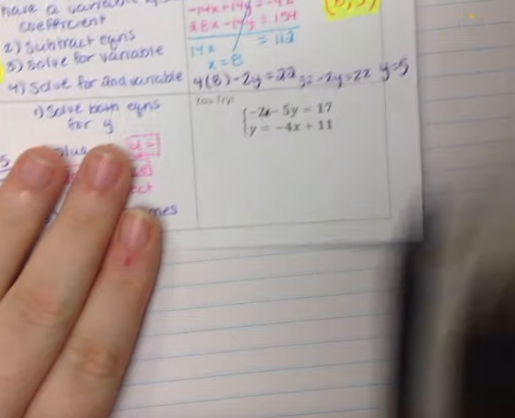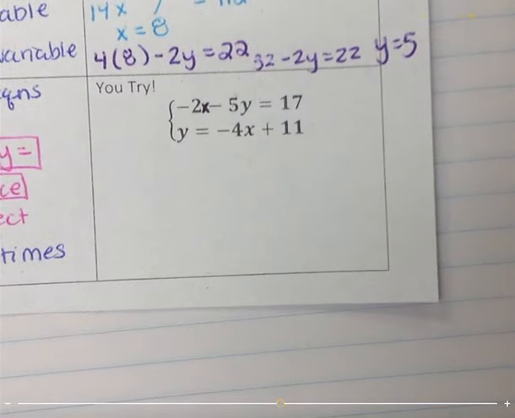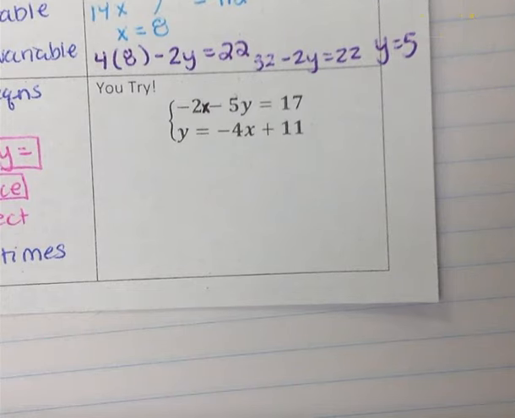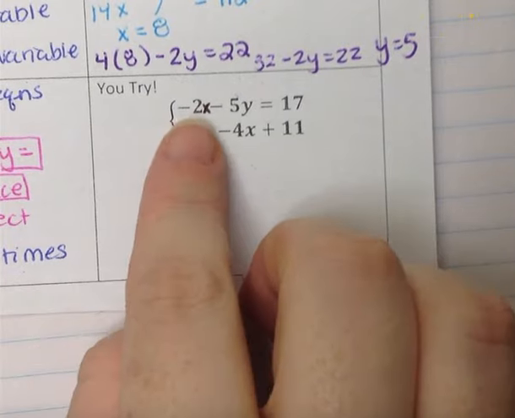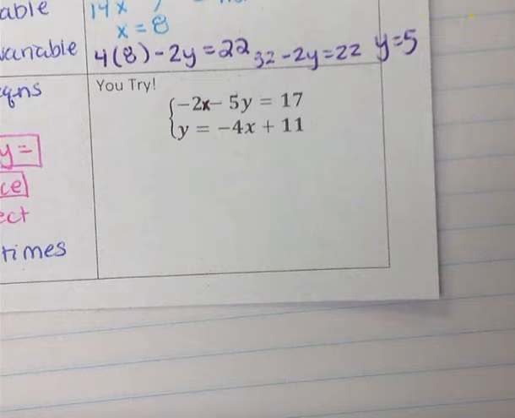On the next example, we're going to do the same thing. We're going to solve both equations for y equals and then plug them into our calculator. Now this first equation says negative 2x minus 5y equals 17, and the second equation is y equals negative 4x plus 11. So the second equation is already equal to y, so we don't even have to do anything with it. But it's that first equation we do.